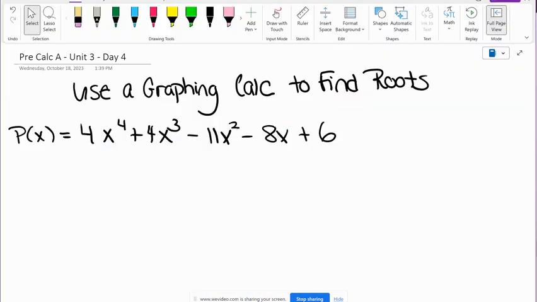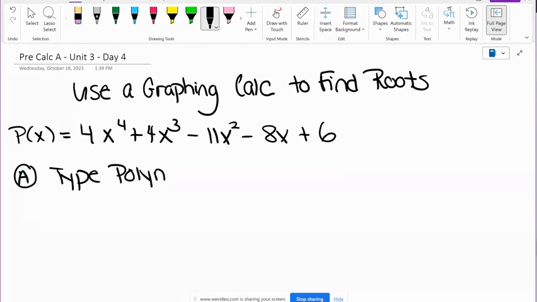All right, let's go to some notes. So what we're going to do is start off by typing the polynomial into the calculator.